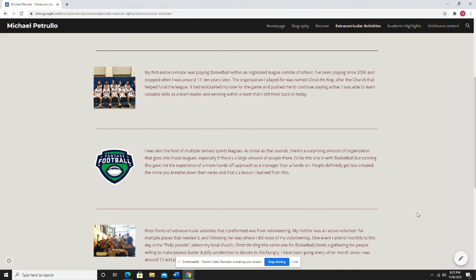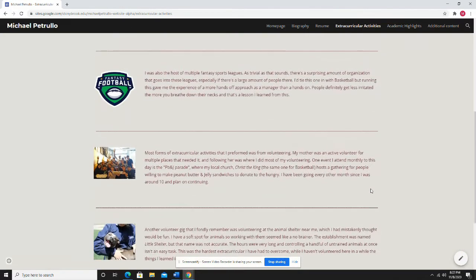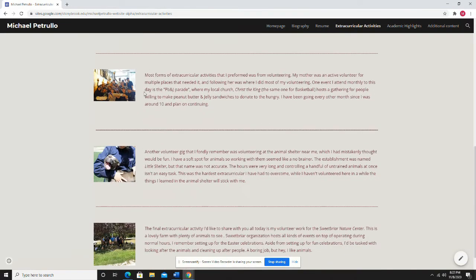Below, we have my volunteer work. I used to volunteer at, not used to, I still do actually to this day, but coronavirus kind of put a hole in that. The PB&J parade, which is an event hosted by my local church where people gather to make peanut butter and jelly sandwiches for the homeless, and I make sure to do this monthly. Bi-monthly. I apologize.